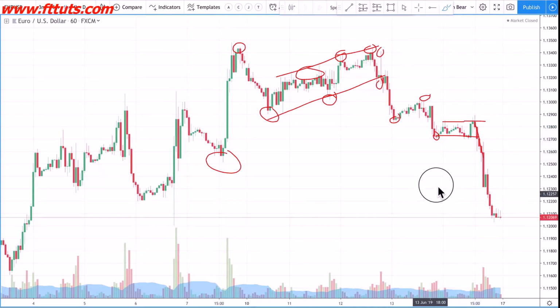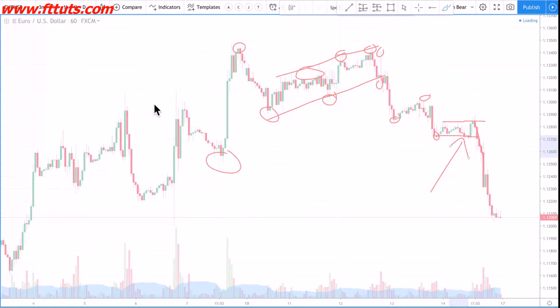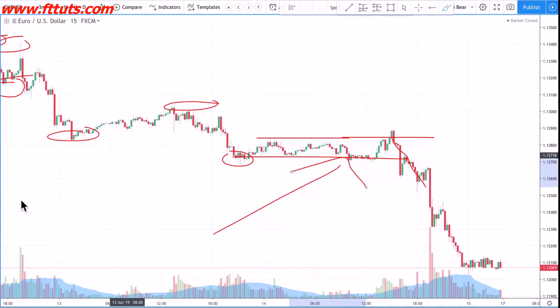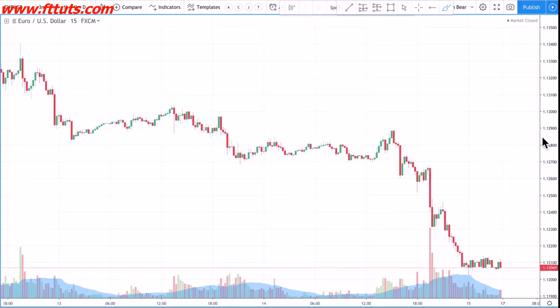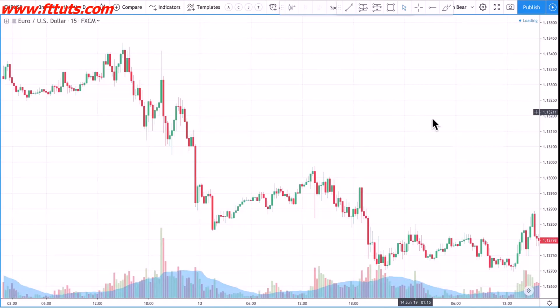Similar situation here, just like the Euro Swiss franc. Let's take a look at that one, dissect it a bit. Let me open it up on the 15. Here we are. I'll move it to the side so we can zoom in. All right, the state on the 60 was telling you it's in a downtrend, obviously, but then it was telling you it was doing this.